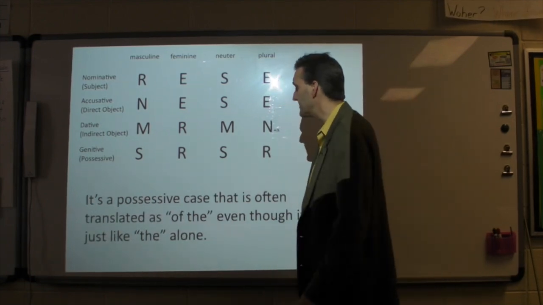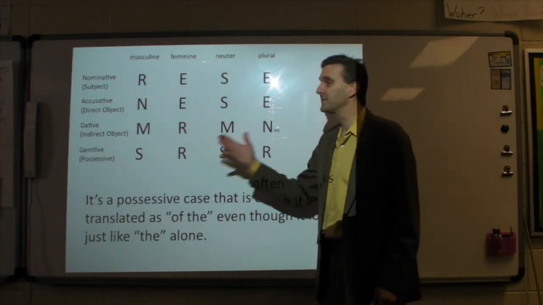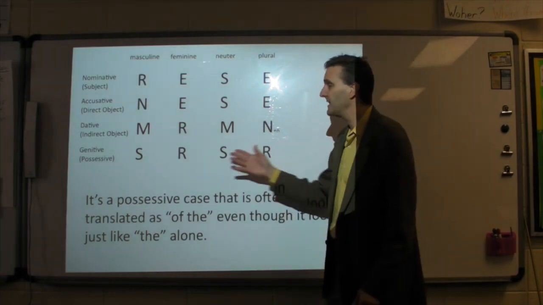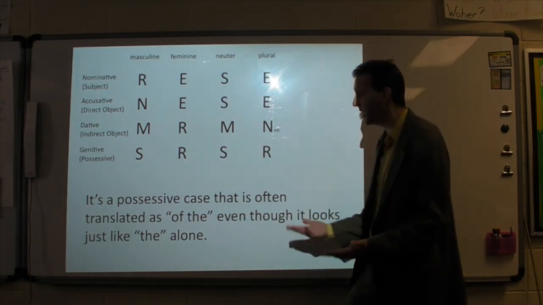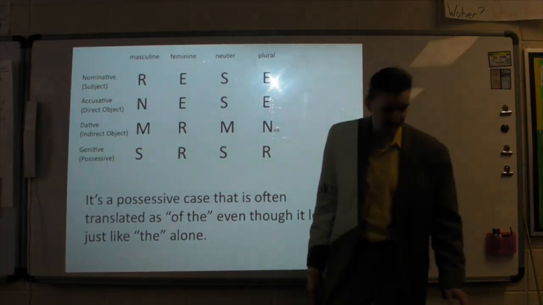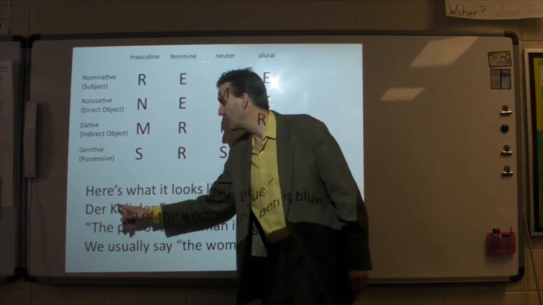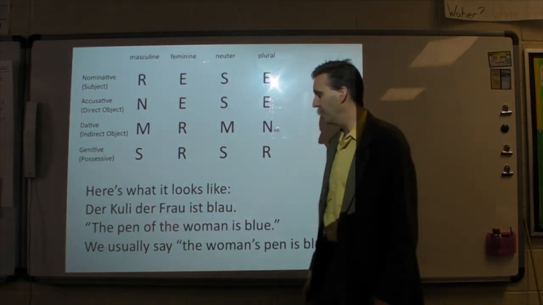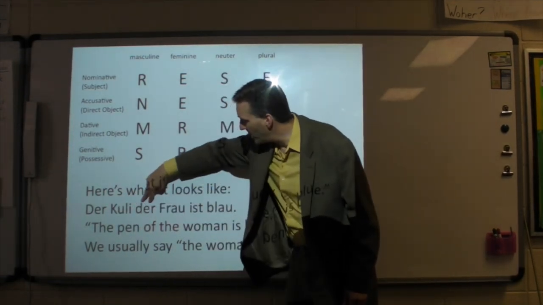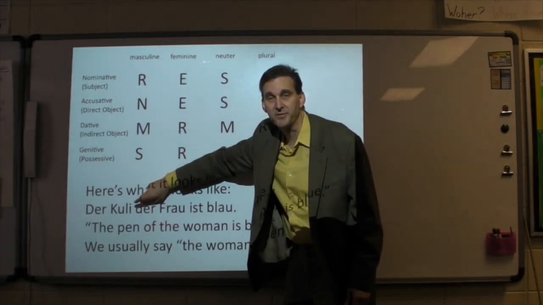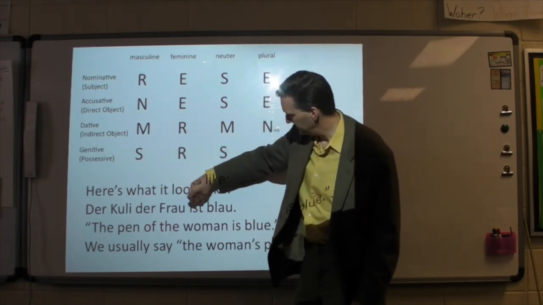But the idea is, the genitive is a person usually that possesses, or maybe an animal, that possesses something else. Okay? We often translate it as "of the," even though it's just one word. It looks like "the," but we would have to translate it "of the." So here's what it looks like in a sentence, okay? Der Kuli der Frau ist blau. Alright? We would have to translate it, the pen, and this one word is like "of the." It's a possessive "the," if that makes any sense. Possessive "the." So, of the woman is blue.